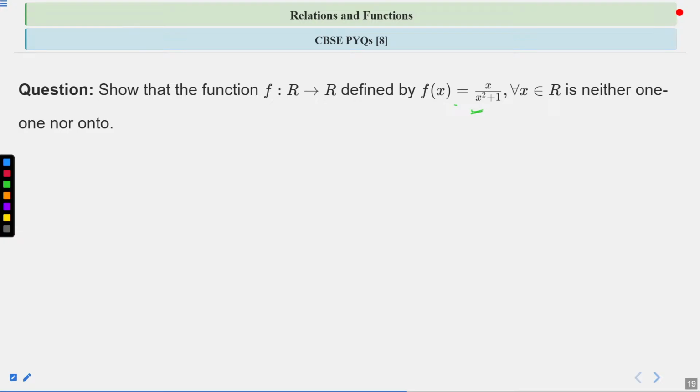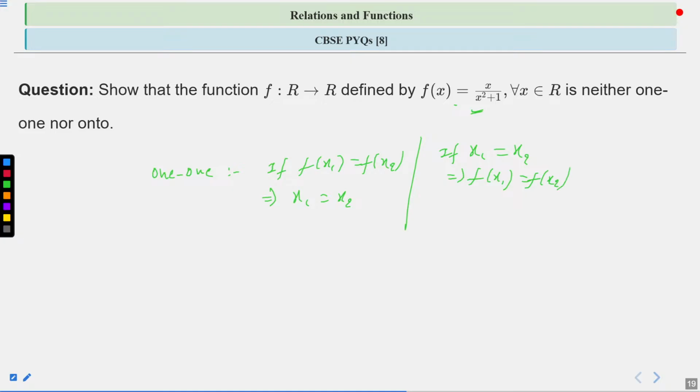So again, we can discuss the condition for the function to be one-one. What is the condition? If f(x1) is equal to f(x2), then this implies x1 should be equal to x2. Or the opposite is also correct: if x1 is equal to x2, this implies f(x1) should be equal to f(x2). This is the condition of one-one. Now what is the condition of onto? The codomain should be equal to the range. Here the codomain is R and it should be equal to the range. Clear?